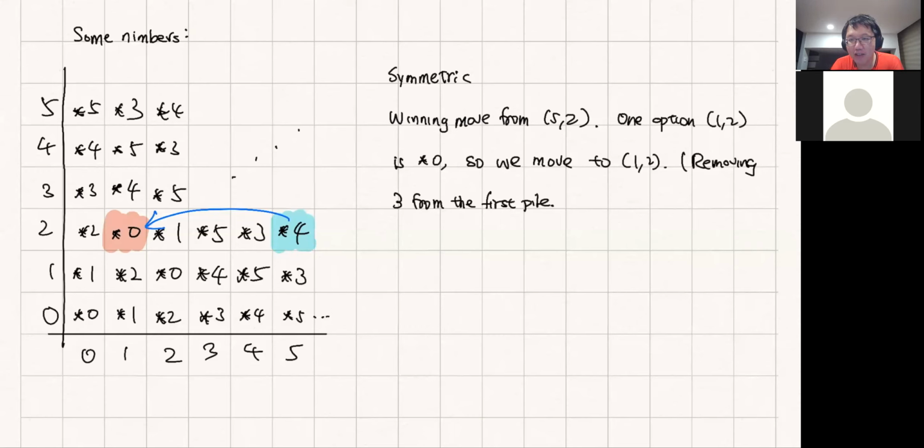Are there any patterns for this game? Well, that is an interesting question, and I'll show you one result of this game soon.